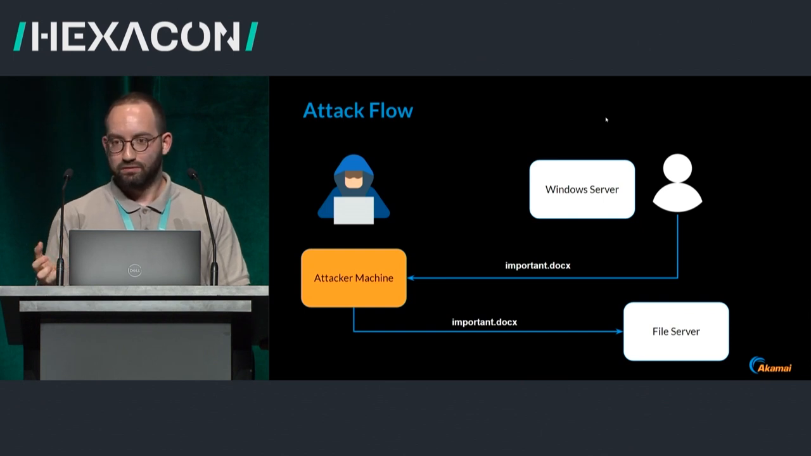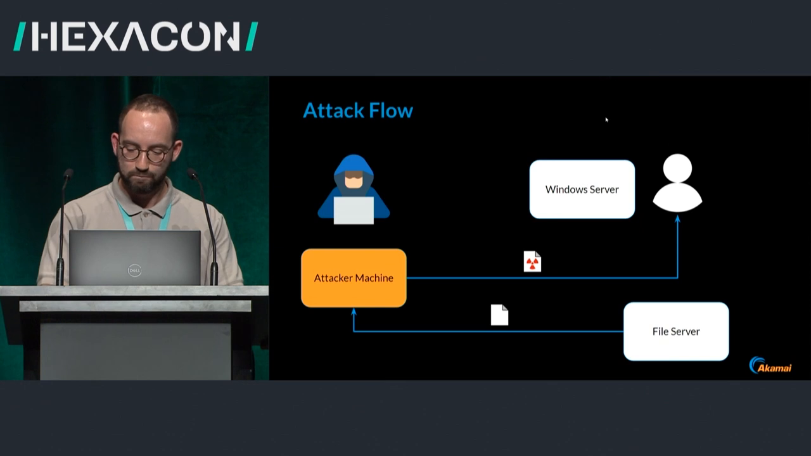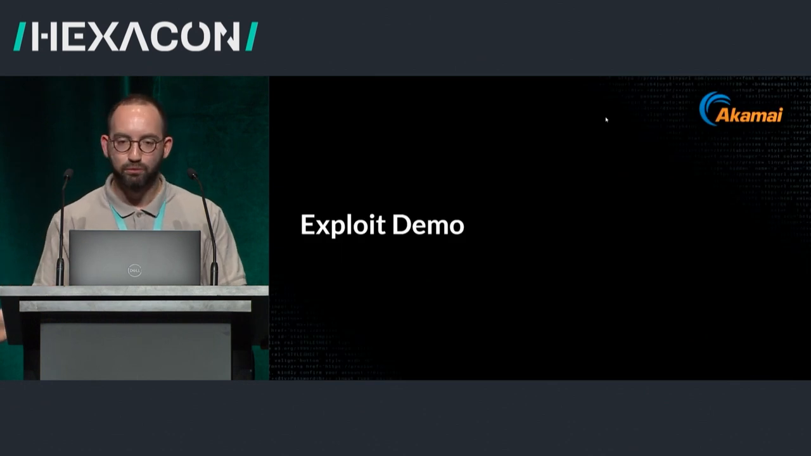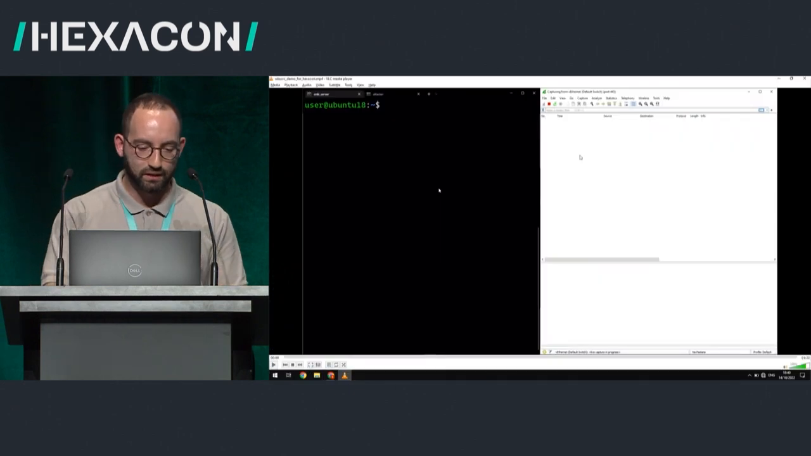Next, we can also serve as a maybe phishing or man-in-the-middle scenario and impersonate a file server in the network. Now, when a client requests a document, for example, we can just return a Trojan or a weaponized document and have the victim run malware. But you don't have to take me on my word. I do have a demo to showcase here. So let's take a look.